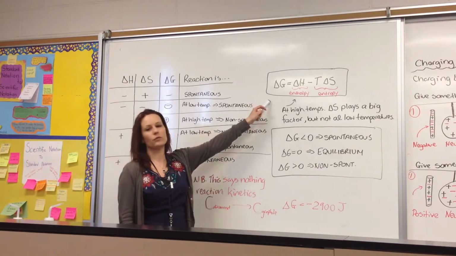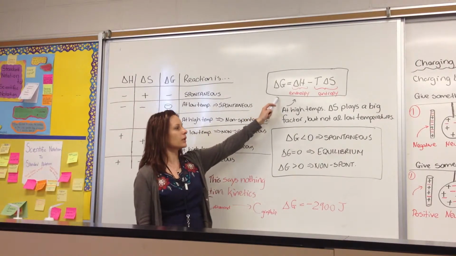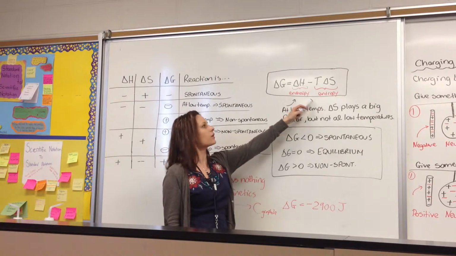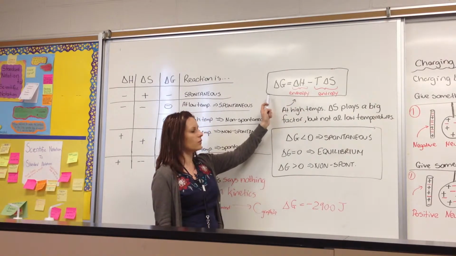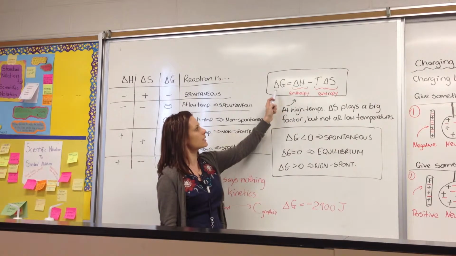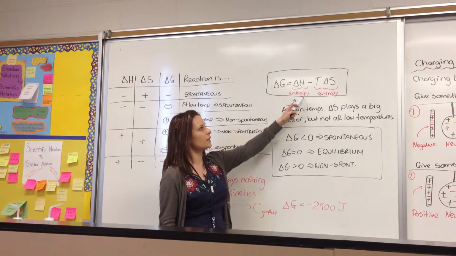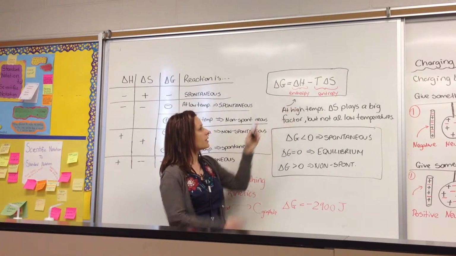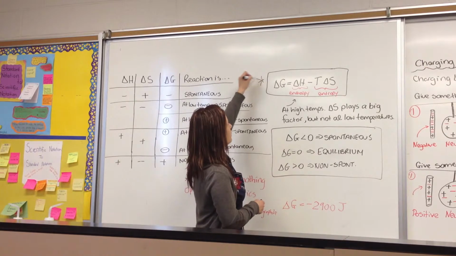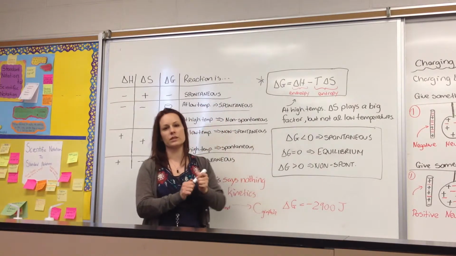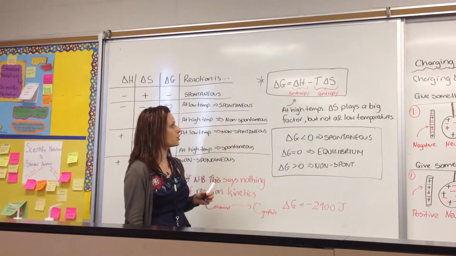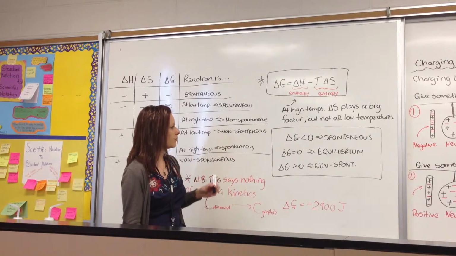So when we're talking about free energy, and when we're actually combining enthalpy and entropy, the equation that we're using is delta G equals delta H minus T delta S. This is a key mathematical formula that you will need to use every time you're doing delta G calculations.